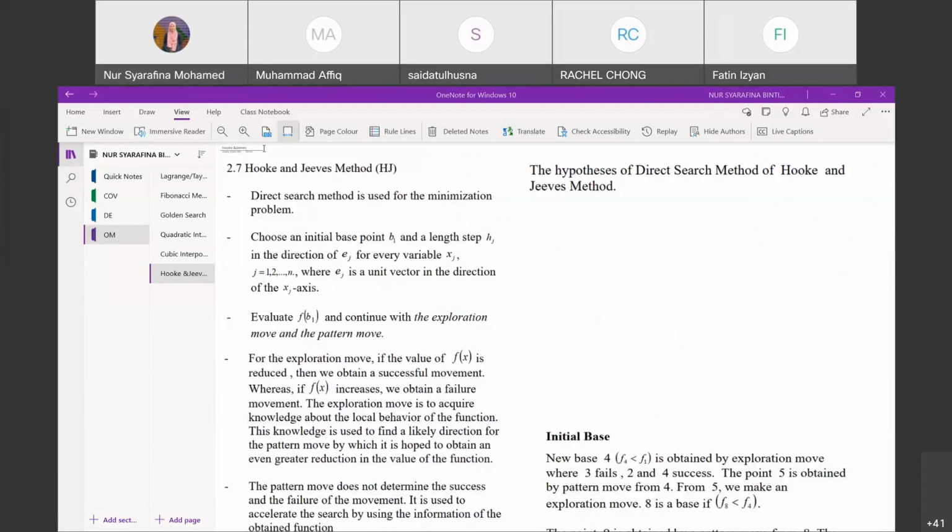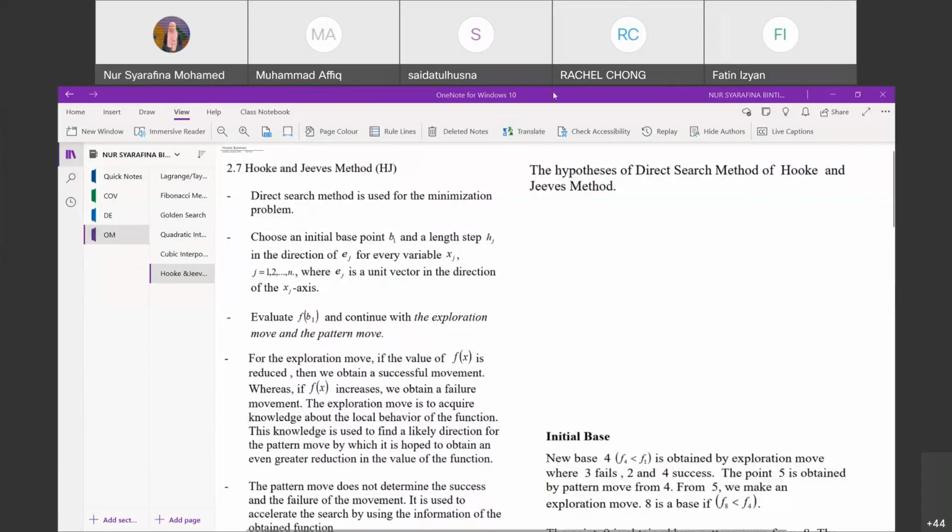So as for today, we're going to discuss this method. If we do not have enough time, then you can proceed with the same method on Wednesday. But let's start with this first. Our next method in optimization is Hooke and Jeeves.